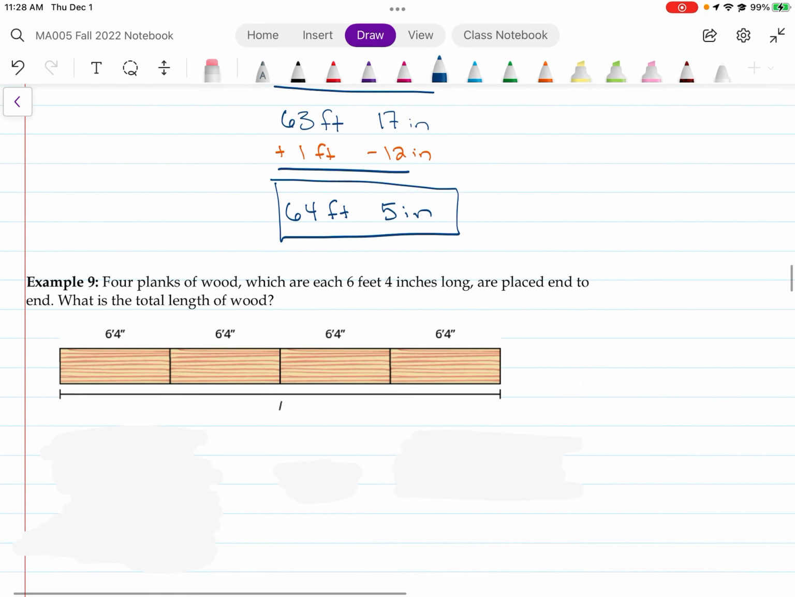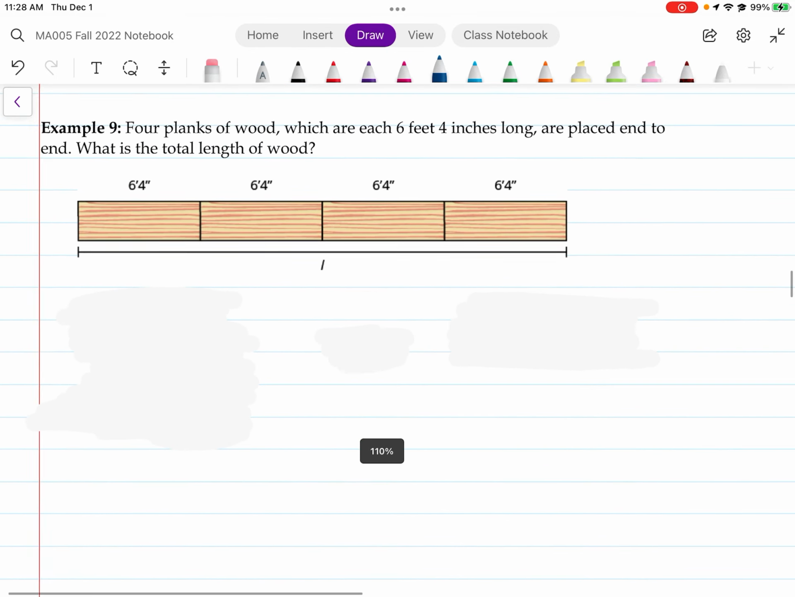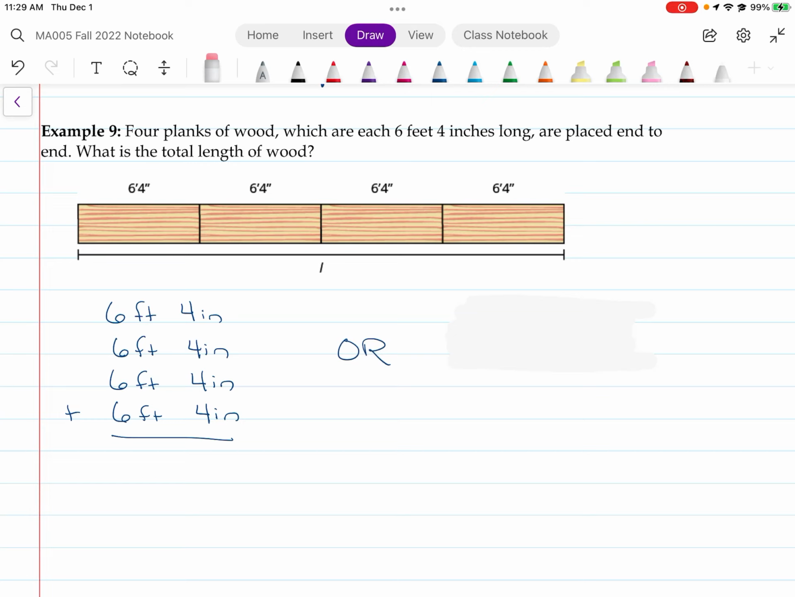All right, so we've got something a little different here. We've got 4 planks of wood, which are each 6 feet 4 inches long, and they're placed end to end. What is the total length of the wood? One way to do this is to just add them all up, right? But when you add the same thing over and over again, that's called repeated addition. That is multiplication. Multiplication is repeated addition. So we could also do it like this.